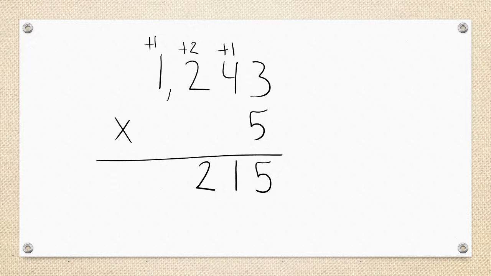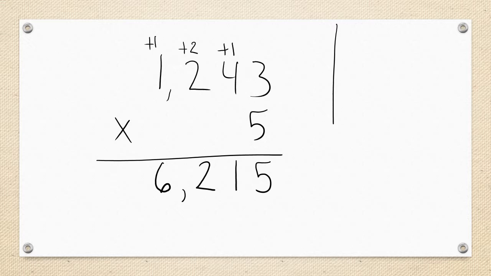Finally, I multiply 5 ones times 1,000, which equals 5,000s. I add the 1 additional 1,000, which equals 6,000s. That has a value of 6,000. I make sure to put my comma in, and the final product is 6,215. I have successfully multiplied 1,243 times 5 using the standard algorithm.